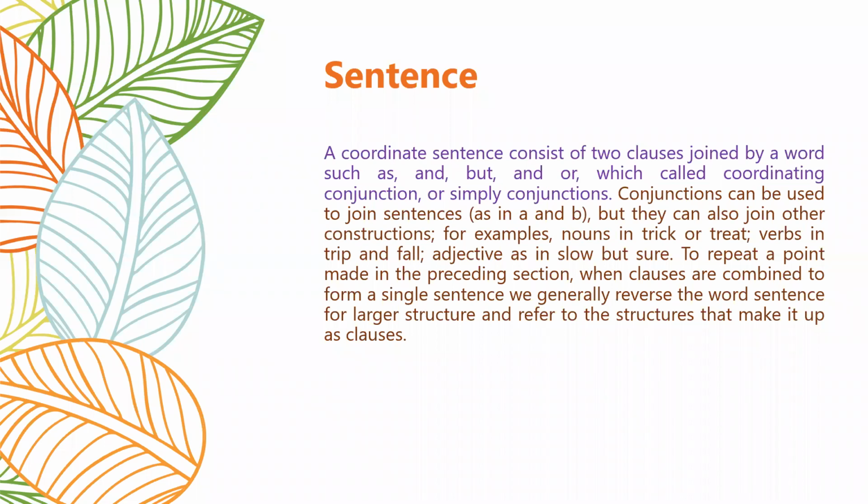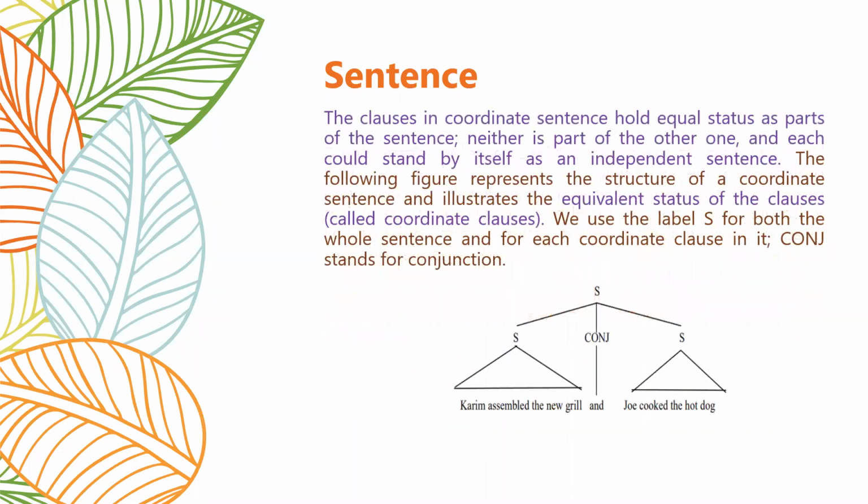Okay. All right, you know it, so I don't want to recapitulate the whole thing. Let's just take a look at these sentence structures. Remember this: the clauses in a coordinate sentence hold equal status as parts of a sentence. Neither is part of the other one, and each could stand by itself as an independent sentence. So they have equivalent status, equal status.